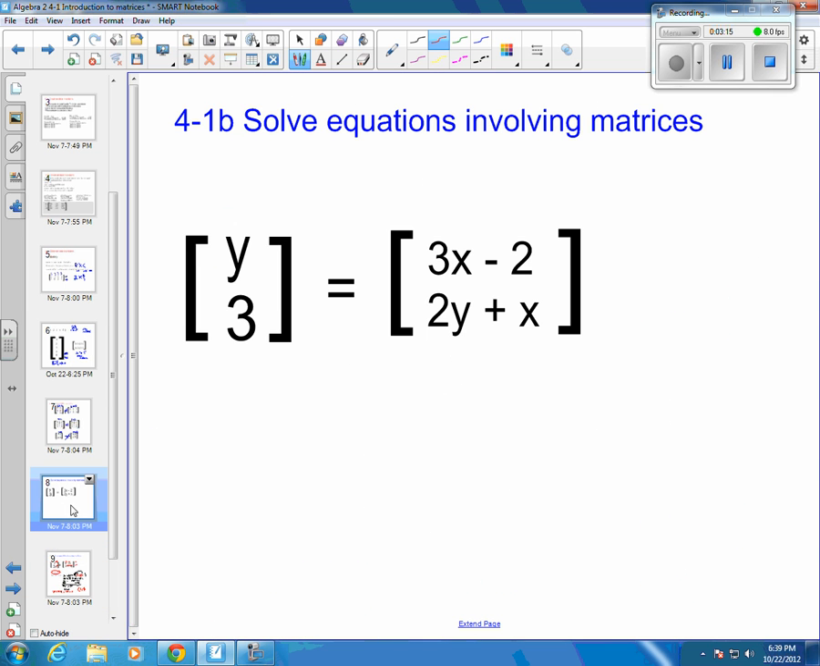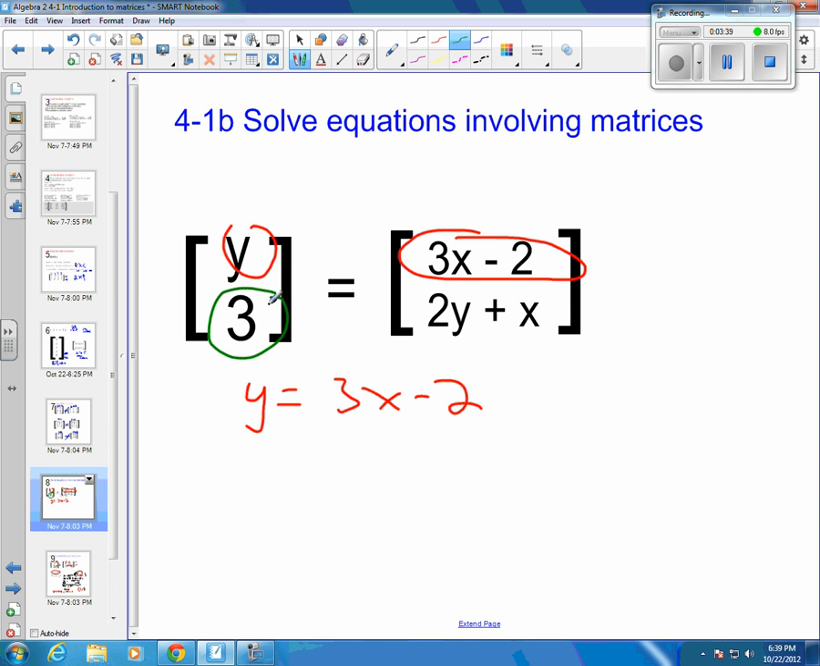I can try another one for you. Again, this is just the book's sneaky way. This isn't really what we use matrices for, but this gets you to solve systems of equations again. So this y would be equal to this 3x minus 2, because they are both the top element in the 2 by 1s, and they are both 2 by 1, so this works. And then this 3 here would be equal to this 2y plus x.